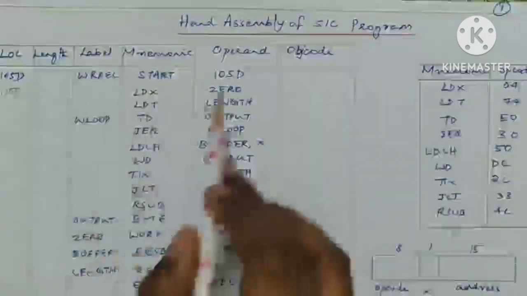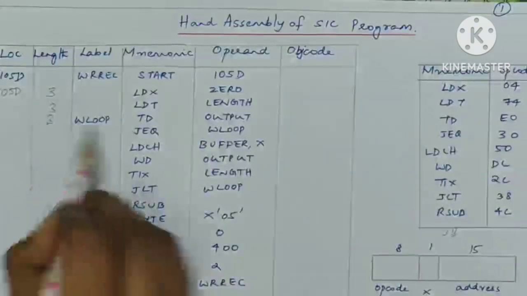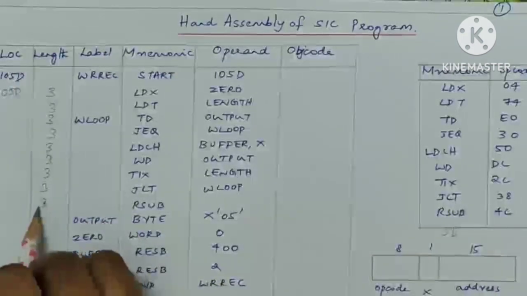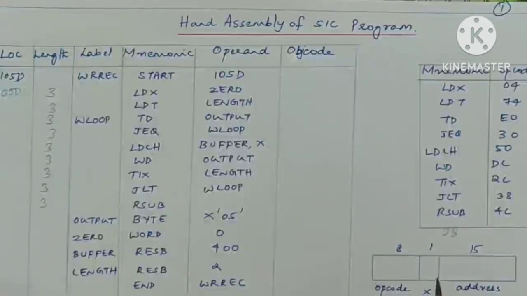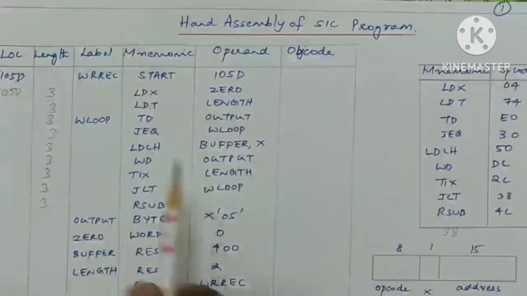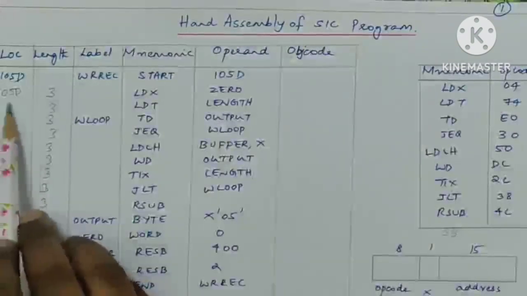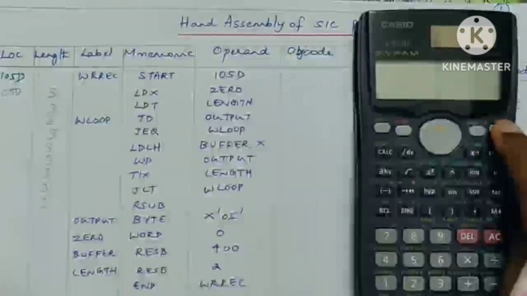So what you have to do, the length of each of this you can write down. So this is 3, 3, 3, right? This instruction is also 3, 3, 3, the length of the instruction. So let's write till here, and we'll try to work out the assembler directives after filling out these values. So you have to keep on adding the value 3 to the address starting from the location 105D. So use your calculator for that.